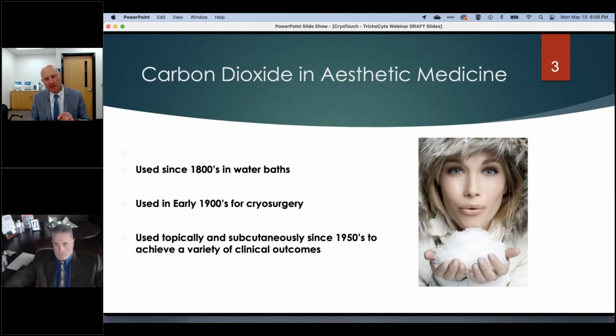And then later, in the mid-1950s or so, carbon dioxide's worth in terms of its benefits, especially in aesthetic medicine, were identified. And so people began to go back and look at some of the 1800s information, water baths that we now know contain dissolved carbon dioxide and minerals, and the benefits that were seen. So it really goes way back, first identified in these water baths, but later really refined into what we saw in the 1950s and now what we bring today.